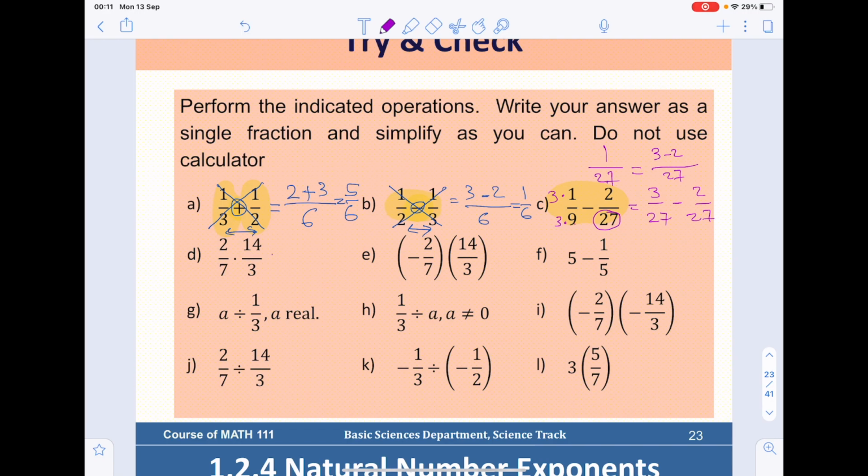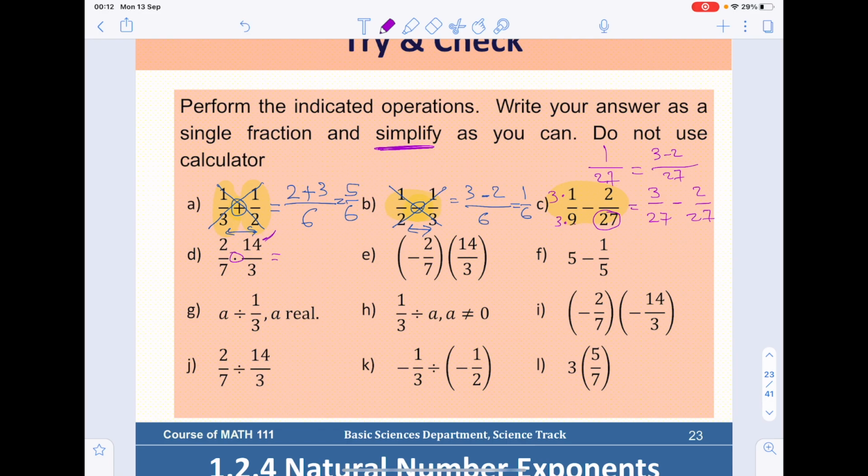Okay, D. Here we don't care whether we have different or the same denominators, because we have multiplication. In multiplication, we multiply the numerators together and the denominators together. But since it says simplify, it's better to simplify first, then multiply. Because if you multiply first, you will get a large number, then you have to do long division. And to avoid doing long division, you first simplify.